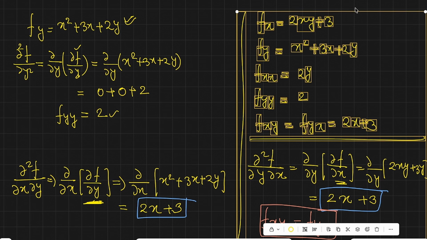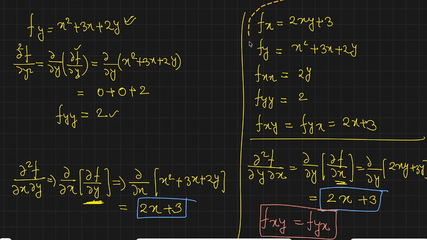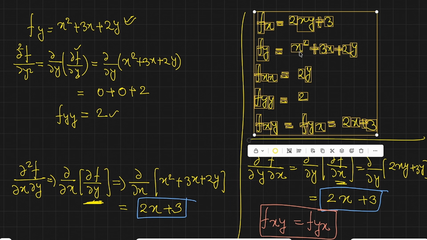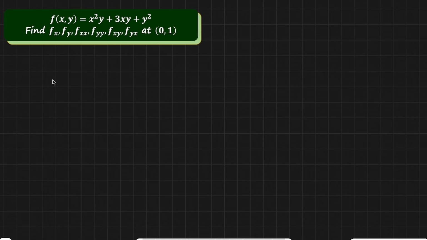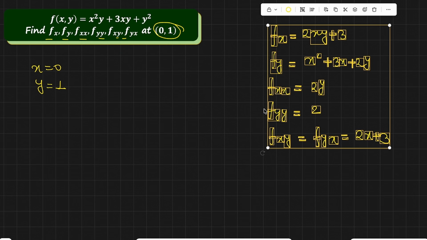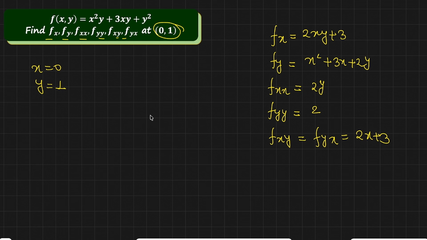Now let's say if you have to calculate the partial derivative, let me copy this. Okay, so if this is the question and they are saying that find out these partial derivatives at this point, it means you have to put x is equal to 0, y is equal to 1. We have calculated these are our partial derivatives. You put the value. When you put x equal to 0, y equal to 1, what will be the value? So the value will be 3.